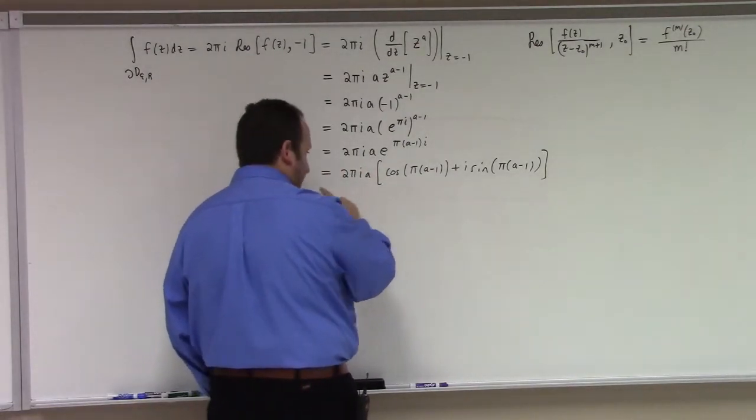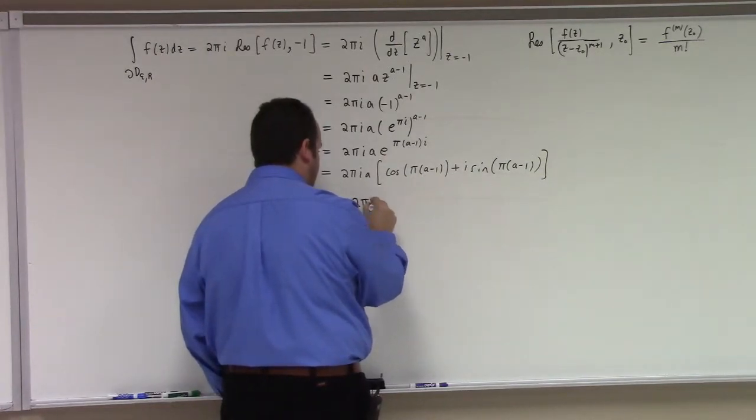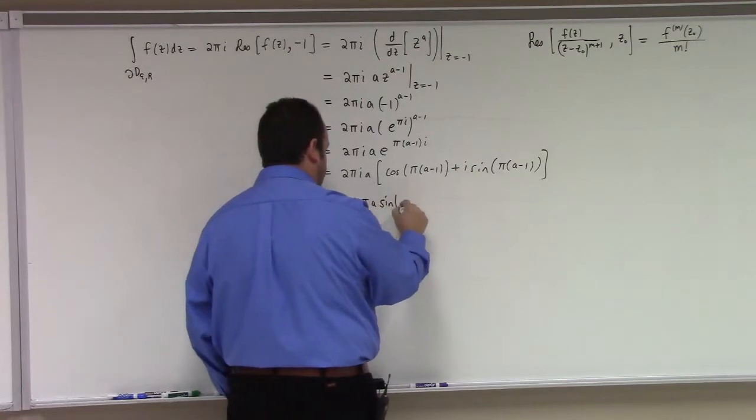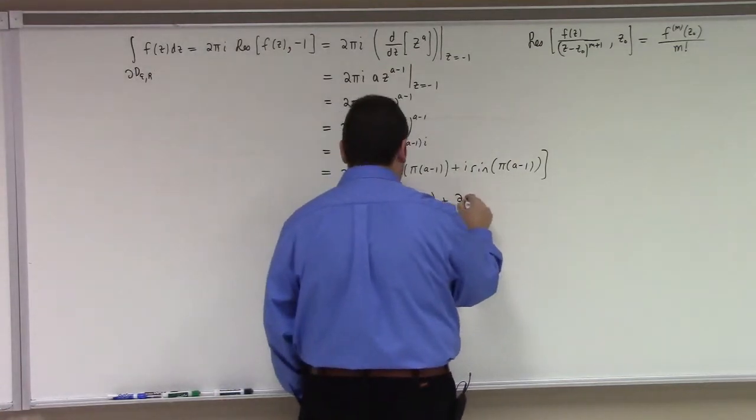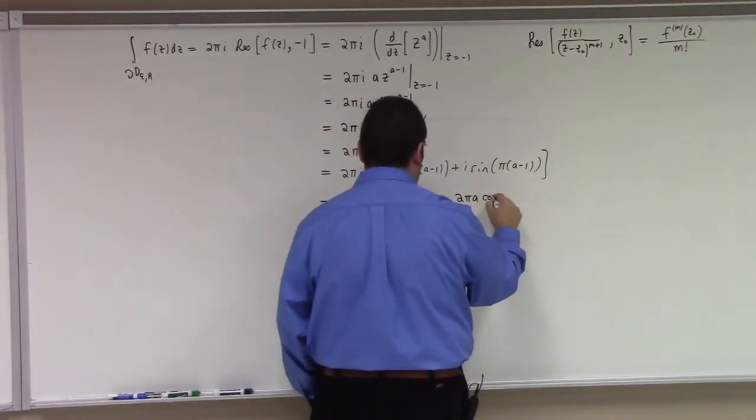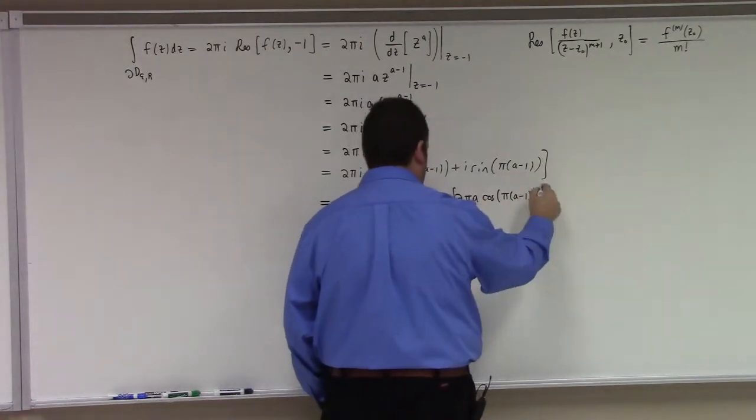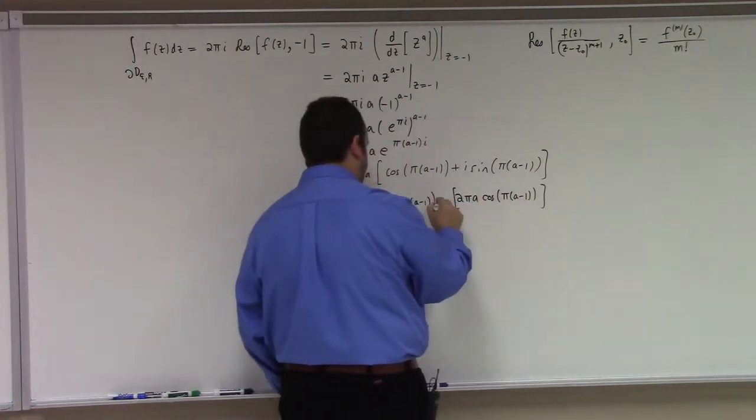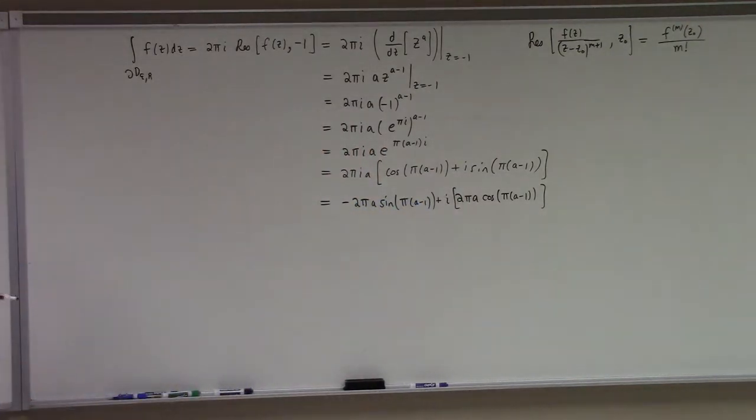So let's clean it up just a little bit more. What do we got? We have minus 2 pi a, the sine of pi times a minus 1, plus 2 pi a, the cosine of pi times a minus 1. All of that times an I, right? All right. So actually the residue here is kind of interesting.